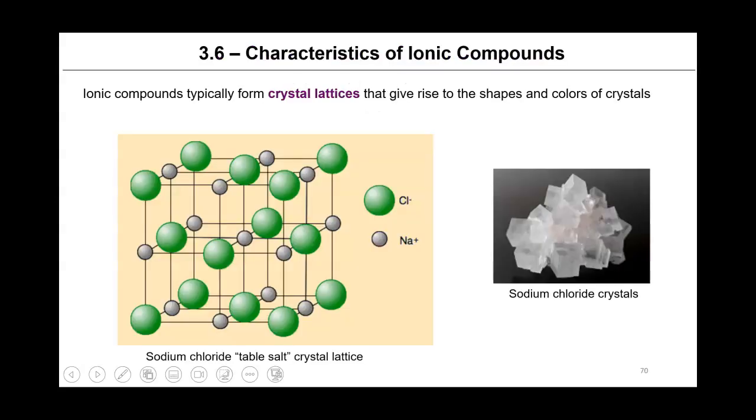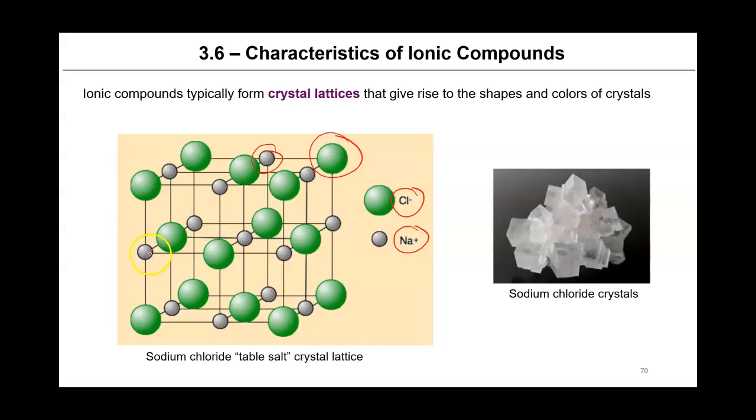So, ionic compounds are found in what we call crystal lattices. And in a crystal lattice, you have an approximately infinite array of a repeating pattern of positive and negatively charged anions and cations. And the unique way in which the ions are organized in the crystal gives rise to the shapes and the colors of these crystals.